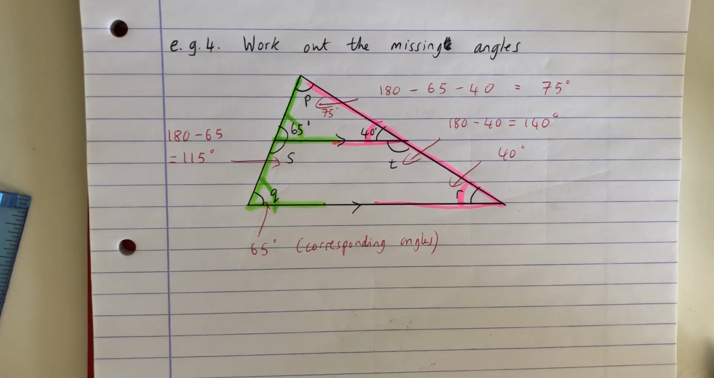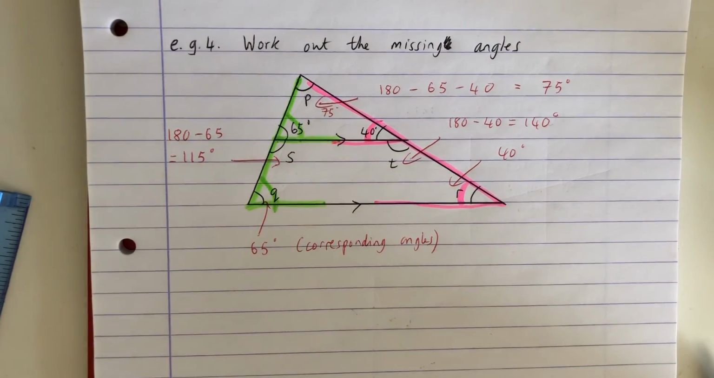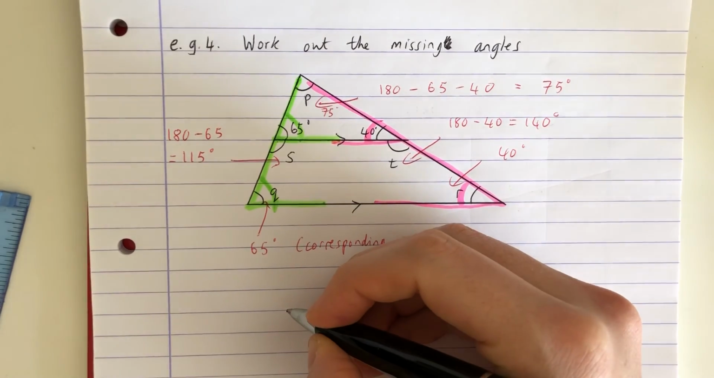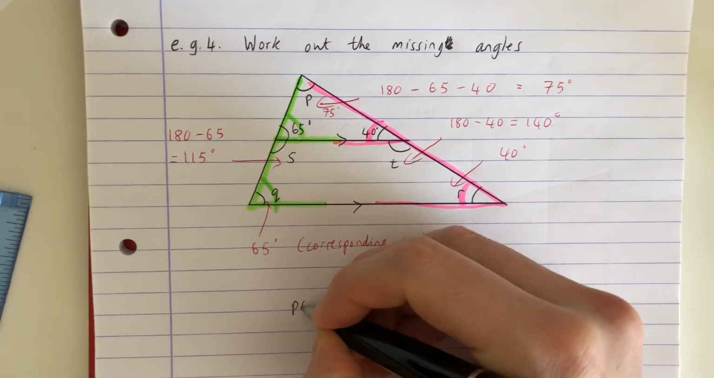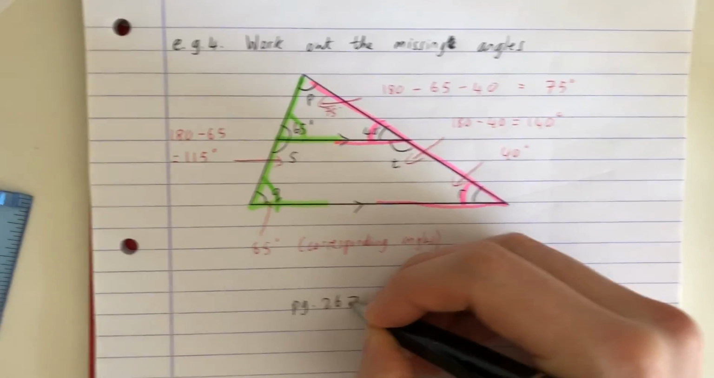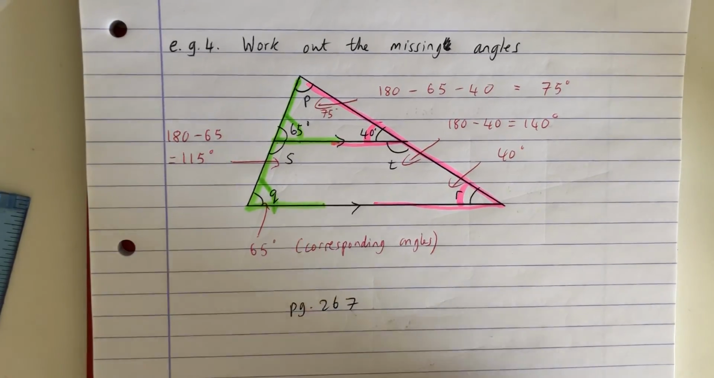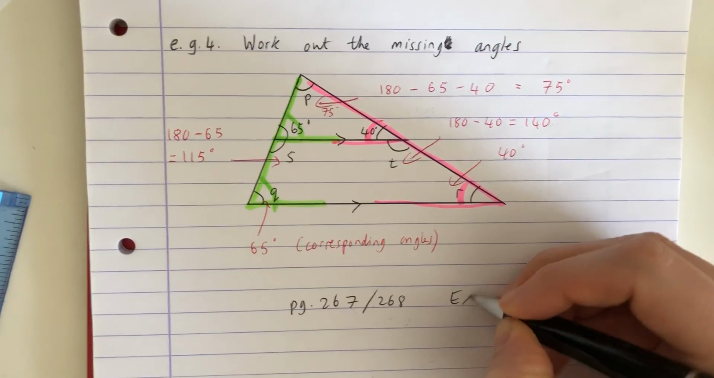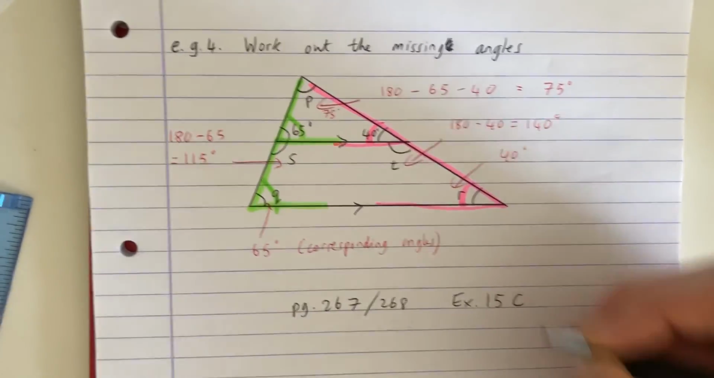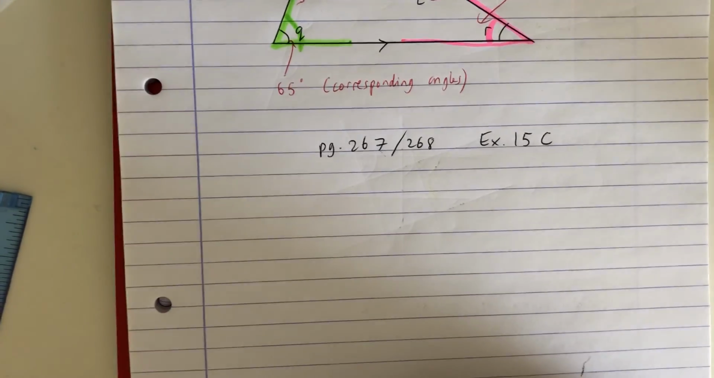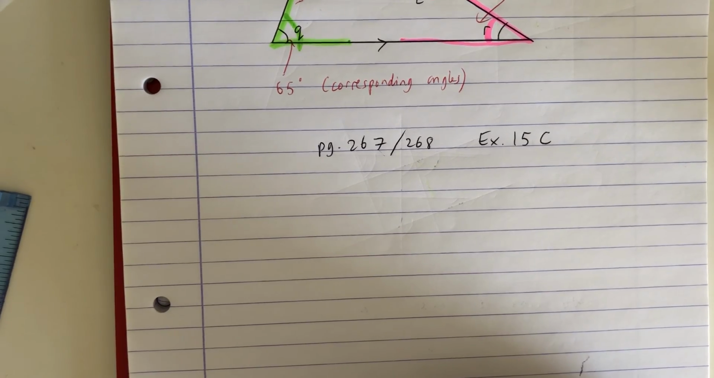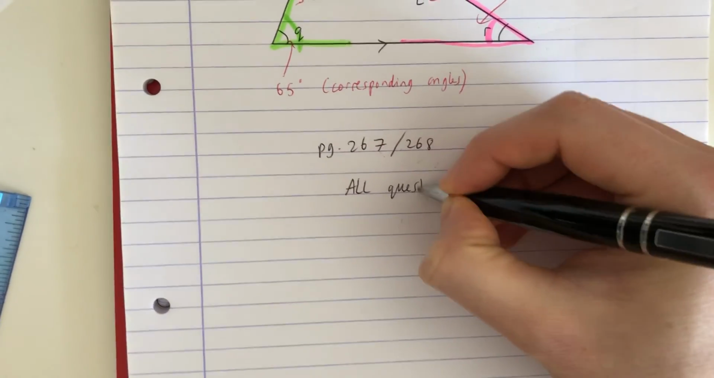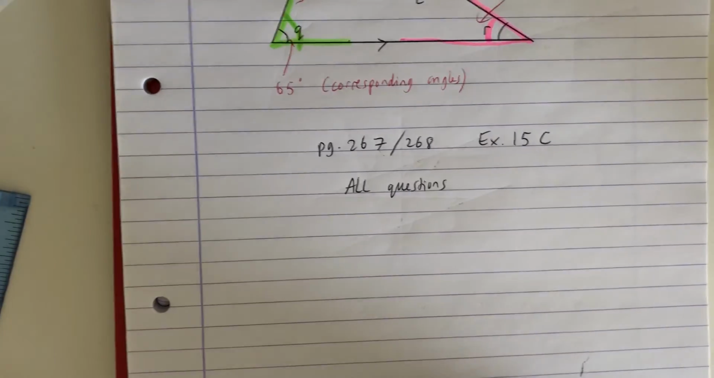Now the questions I would like you guys to do today is, if you find page 267 in the textbook, goes on to 268 as well. It's called exercise 15C. And you're just going to do all the questions. All of the questions. Okay?